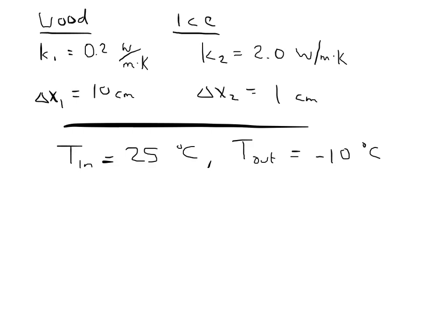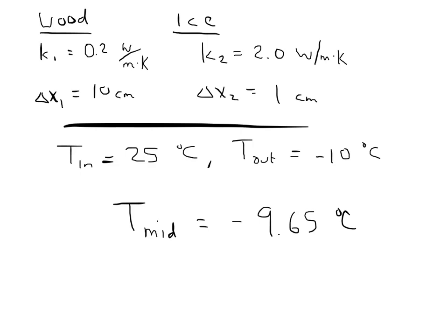And the things to remember are the thermal conductivity of wood is 0.2 watts per meter Kelvin, which is quite low. The thickness of the wood is 10 centimeters, or really 0.1 meters. For the ice, the thermal conductivity is 2 watts per meter Kelvin, which is much higher. The thickness is 1 centimeter, much lower. And then what we see is the inner temperature is 25 Celsius, and the outer temperature is minus 10 Celsius. And so now, if we plug all of these numbers in, we see that the temperature at the middle is equal to minus 9.65 Celsius.